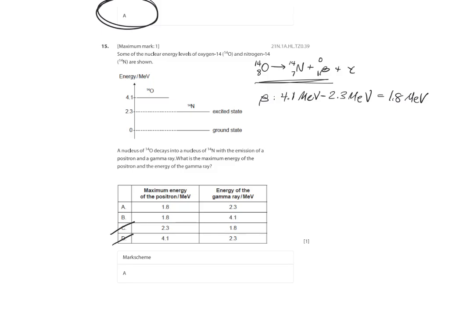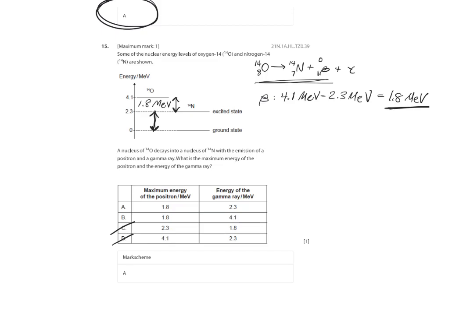Now let's talk about the gamma ray. The answer choices say the gamma ray is either 2.3 megaelectron volts or 4.1 megaelectron volts. Well, it can't be 4.1 megaelectron volts because that's from the oxygen at 4.1 all the way down to the ground state. I already have a beta particle of 1.8 megaelectron volts, and that's for the transition from oxygen to nitrogen. And so the rest of the energy would be the remaining from the excited state down to the ground state.